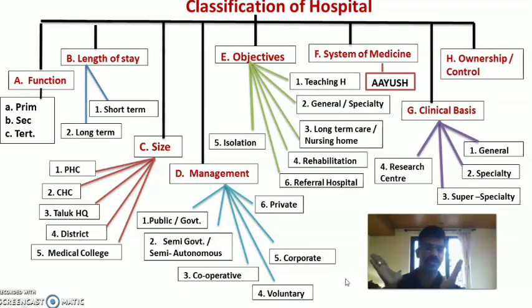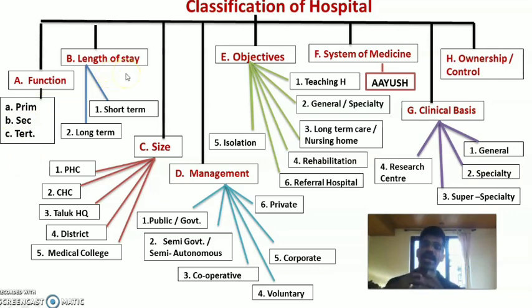So now you can see the classification of hospital. Don't get upset by seeing this big diagram. It is very simple. According to one mnemonic, we can go through it. What are the different types? So first is according to the function. A stands for function. According to the function, hospitals can be classified into primary hospital, secondary hospital, and tertiary hospital. Some hospitals provide only primary health care. Other groups provide secondary health care, and other groups may provide tertiary health care. So according to the type of health care, that is according to the function of the hospital, hospitals can be classified into three: primary, secondary, and tertiary hospital.